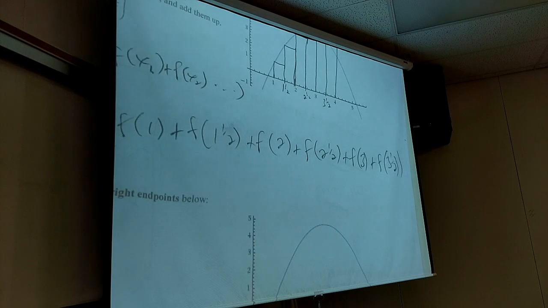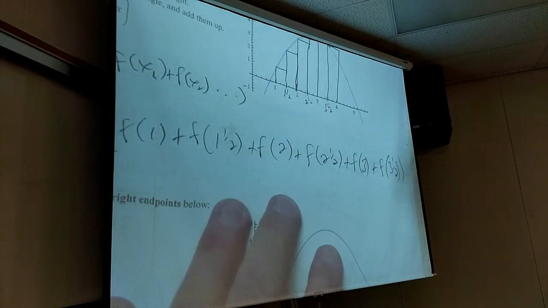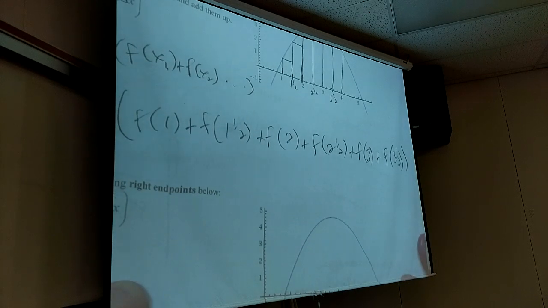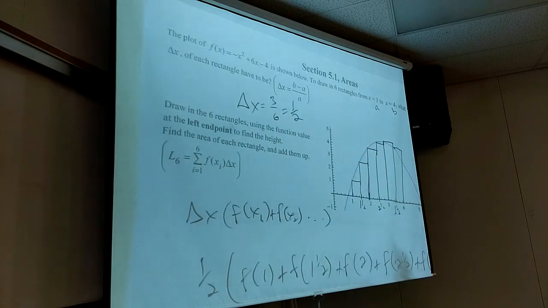I'm only supposed to have 6, because you will get into that pattern. You go f of 4, f of 4.5. Wait a minute, I was supposed to stop at 6. Check. And now you just got to throw all of that in here.